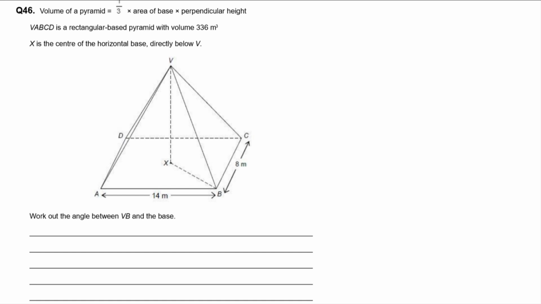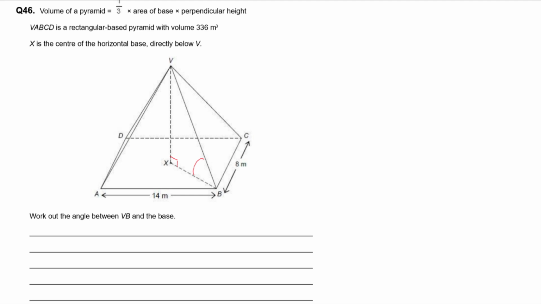Okay, so what do we need to do? Work out the angle between VB and the base. VB and the base. So we're looking for this angle here then, aren't we? This angle in this triangle BXV. Now that angle there at X is a right angle.